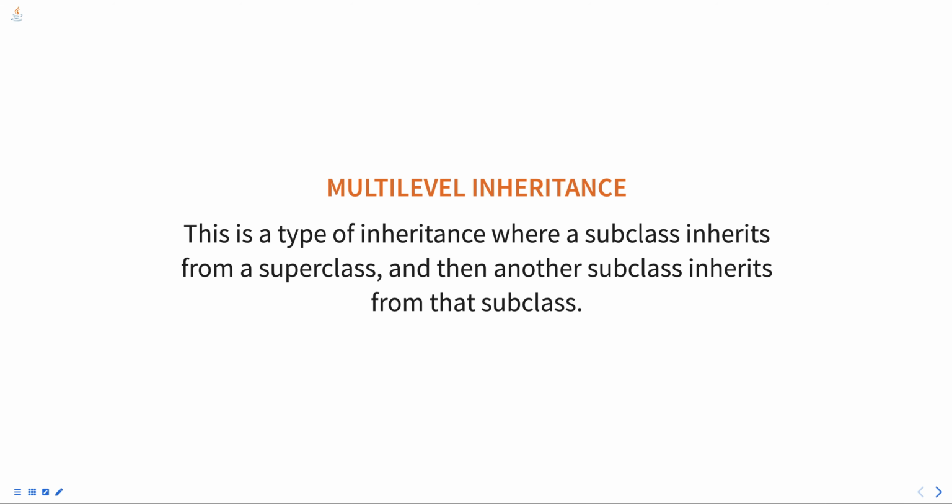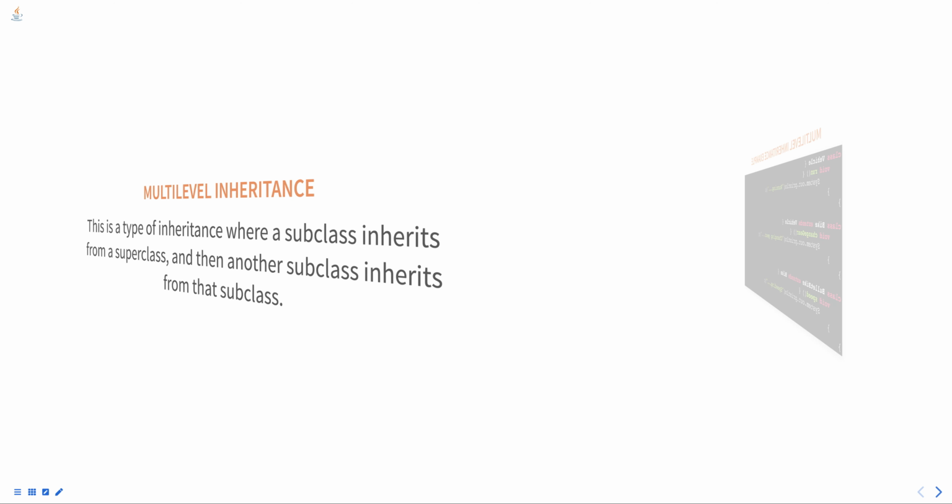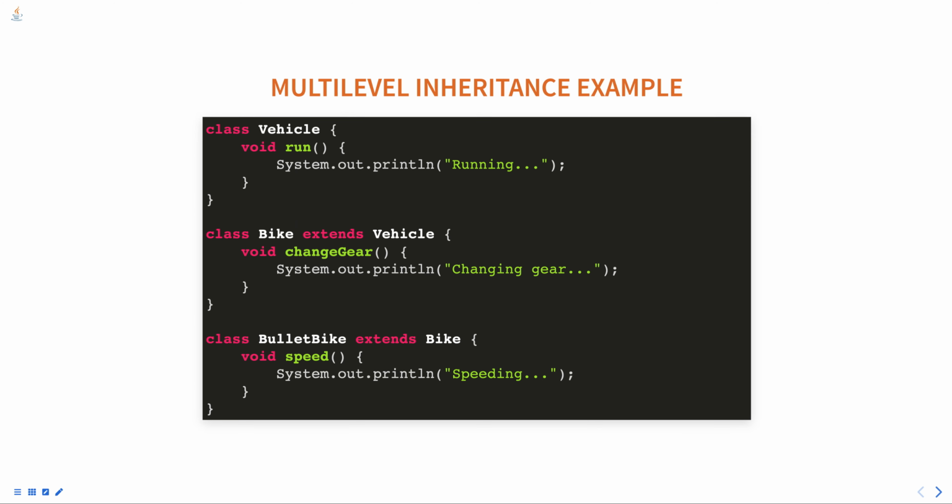Multi-level inheritance. This is a type of inheritance where a subclass inherits from a superclass and then another subclass inherits from that subclass. In this example, the class bullet bike inherits from the class bike, which in turn inherits from the class vehicle and can access the run method of the superclass and change gear method of its superclass.